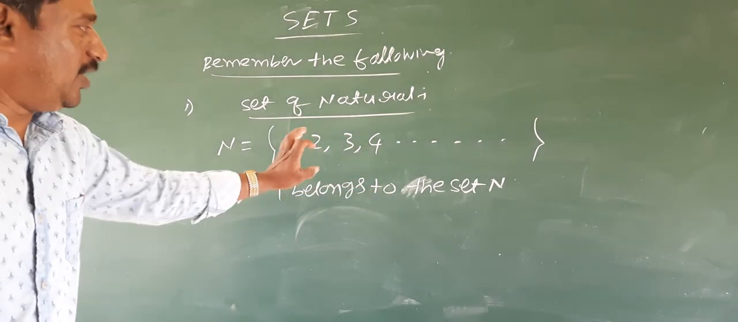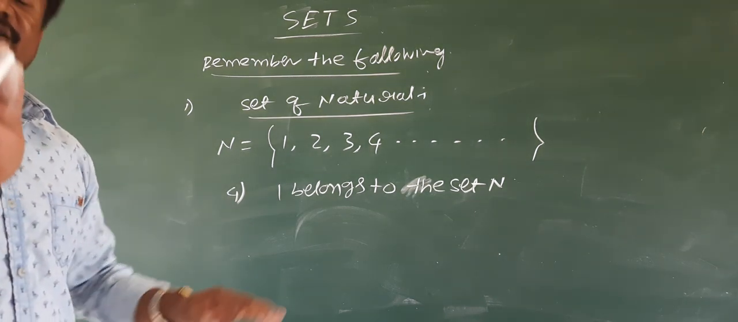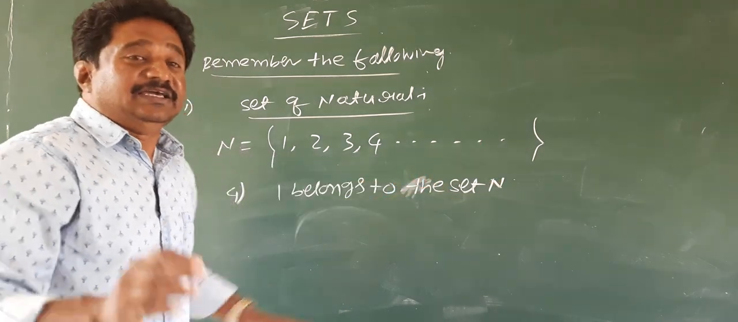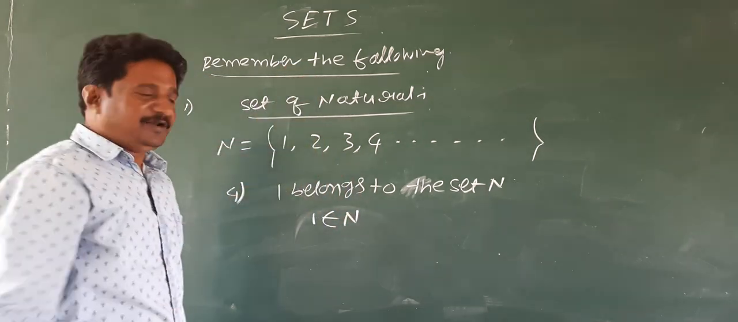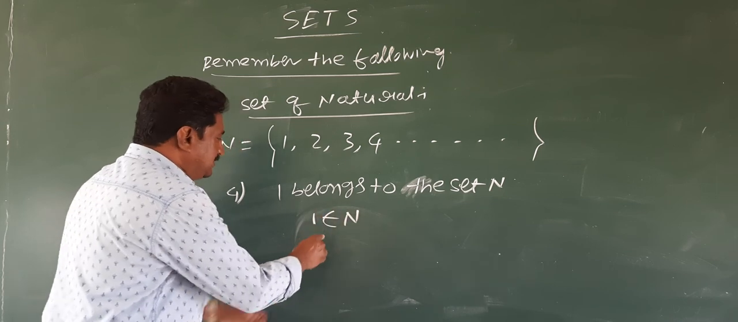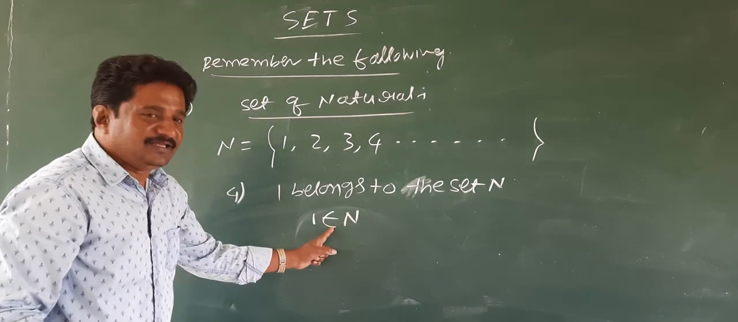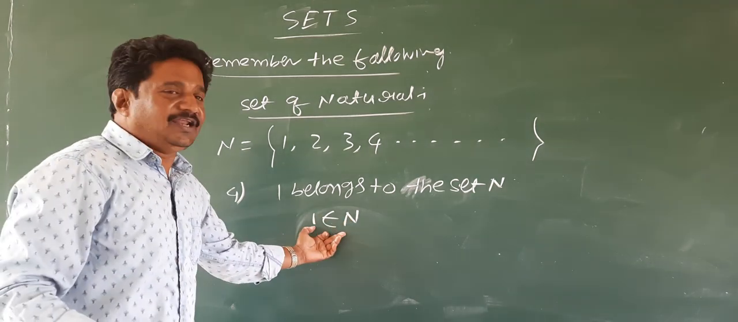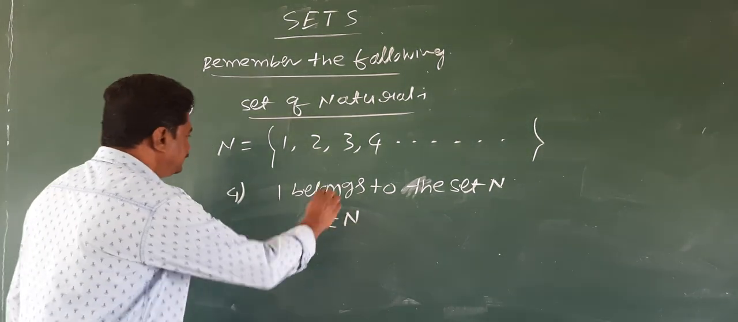One belongs to the set N means one is present in the set. In symbols, we write it like this: one belongs to N. This symbol, belongs to, says that one is in the set N.